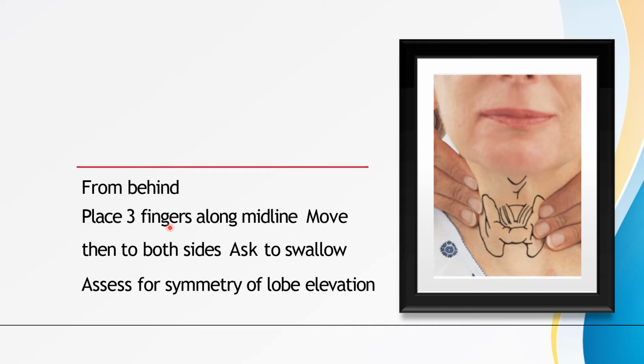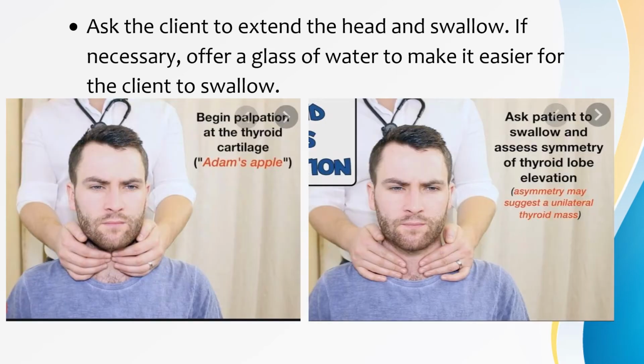So from behind, you place 3 fingers along the midline and move them to both sides, to the left and right, and ask the client to swallow. You can aid this by asking the client to drink a little amount of water. At this point, you would want to assess for the symmetry of the lobe elevation as the client swallows. Ask the client to extend the head and swallow. If necessary, you can offer a glass of water to make it easier for the client to swallow.